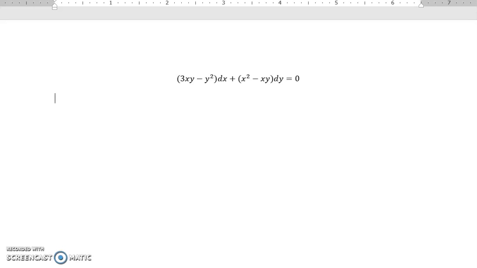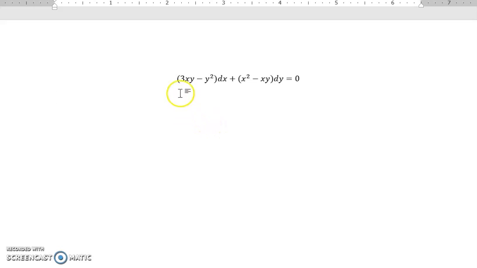Okay, so we're going to try to use the method of exact equations to solve this problem. Now, this is in the standard form that we might expect for an exact equation. We have M, some function of x and y, times dx, plus N, some function of x and y, times dy.